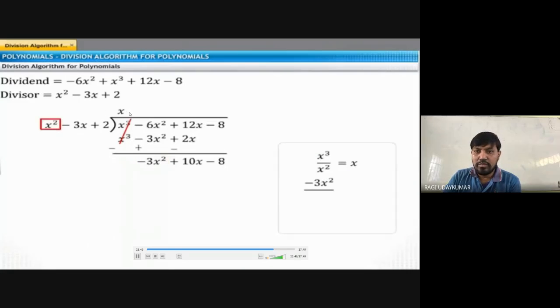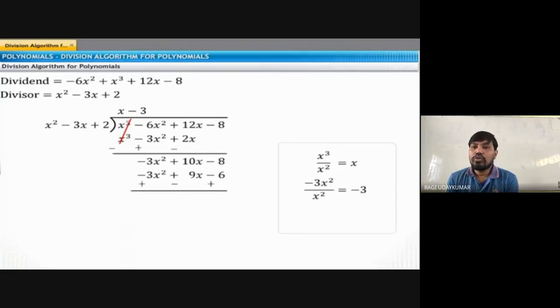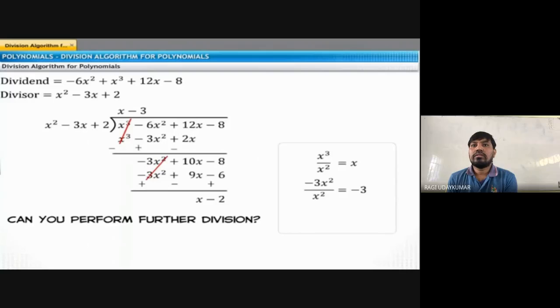When you subtract, the first term is automatically cancelled, and here we have minus 3x square. Here again, the first term should be divided by the first term of the divisor. So minus 3x square is to be divided by x square. You will get minus 3, to be written in the quotient place, and multiply the whole divisor by minus 3. Whatever you get, that should be written here, and you are going to get x minus 2. This x minus 2 is the remainder.